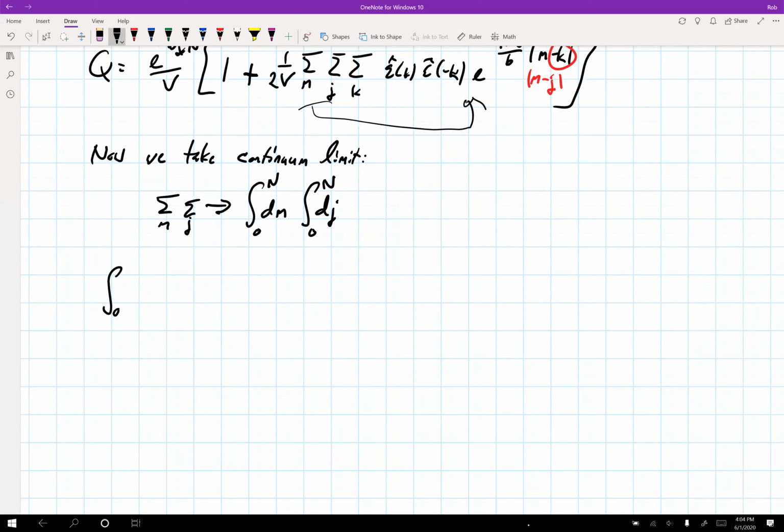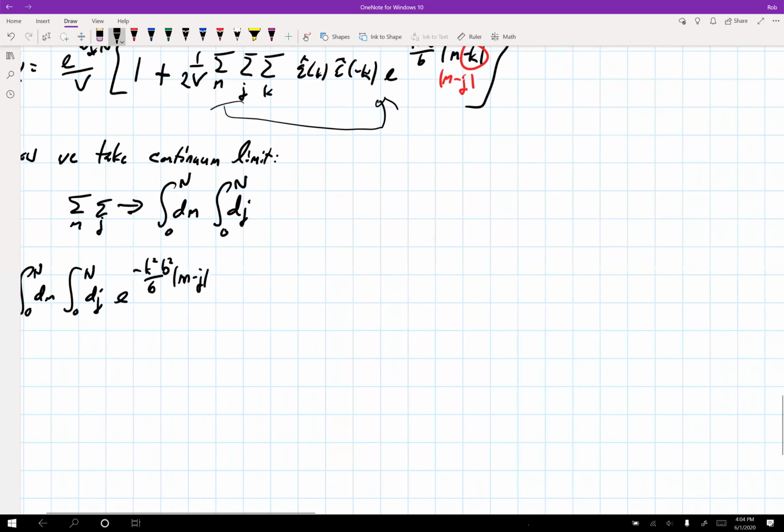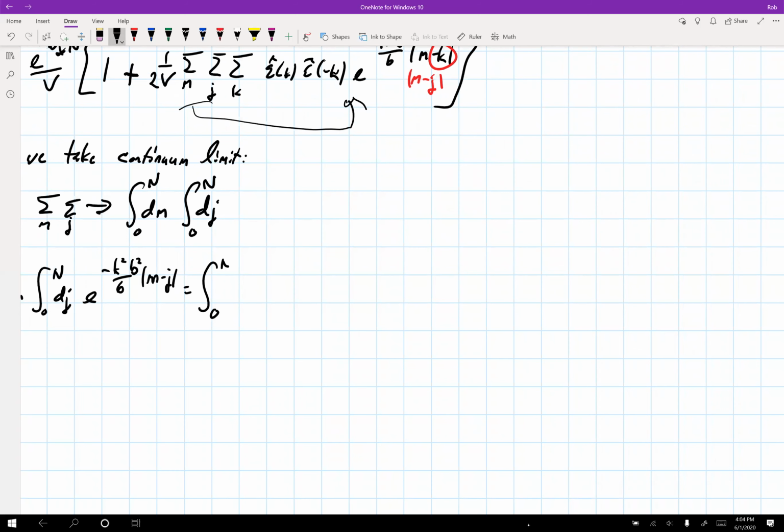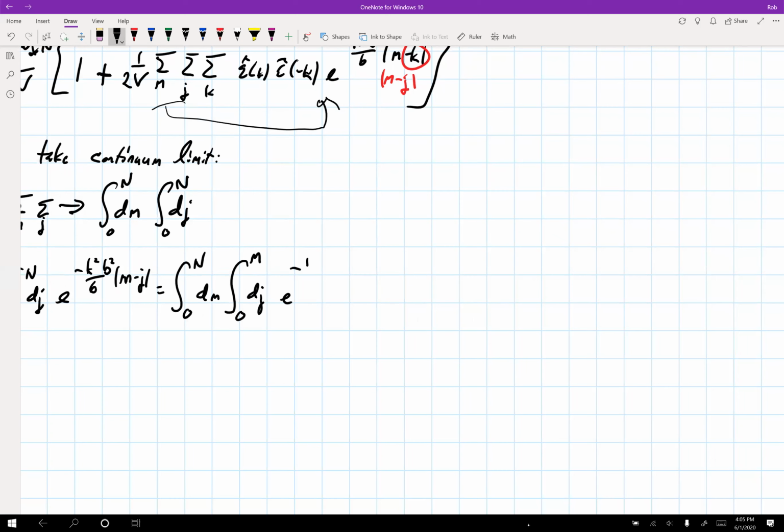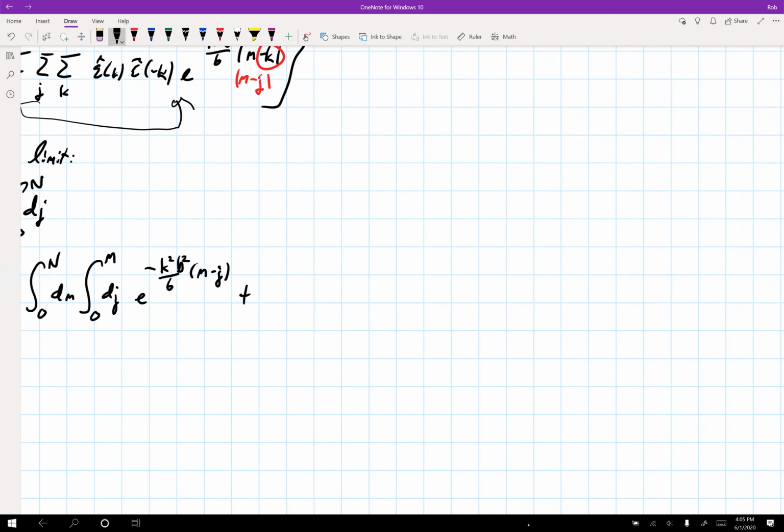So we're going to have integral 0 to n dm, integral 0 to n dj, e to the minus k squared b squared over 6 times the absolute value of m minus j. And so we're going to say that this is equal to integral 0 to n dm and integral 0 to m dj. Right, so this will give us half of this absolute value term, k squared b squared over 6. And then now m is greater than j, so we can write that absolute value as just simply m minus j. And then we have to tack on to this the alternative form where j is greater than m. So we do dj first from 0 to n, then dm 0 to j, e to the minus k squared b squared over 6. Then we just reverse the order, j minus m.